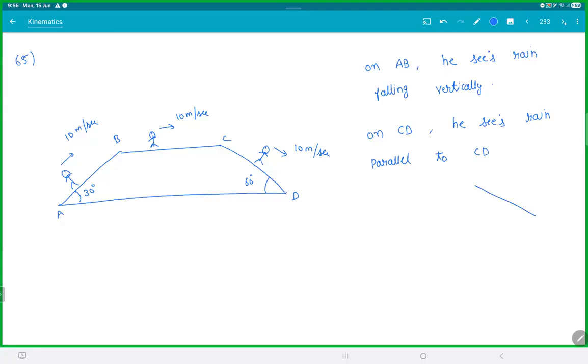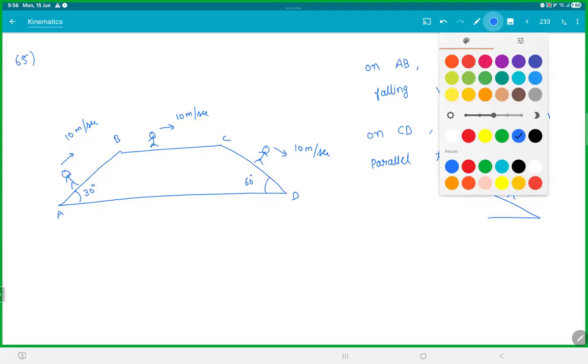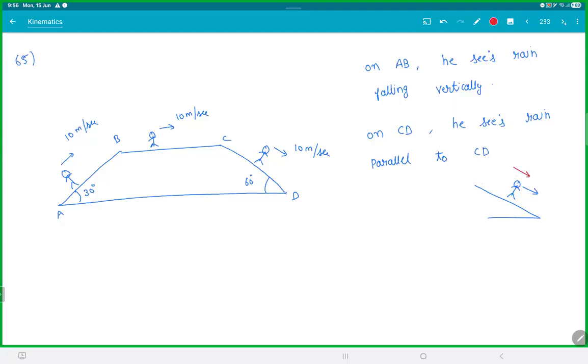And then if I have to draw this, this is what he is thinking. So when he is going this way, he is thinking the rain is also coming in this way only. It's coming and hitting your back. And while he's climbing, he thinks rain is falling vertically. Remember, these all are what he thinks. At what angle does he see the rain on BC?